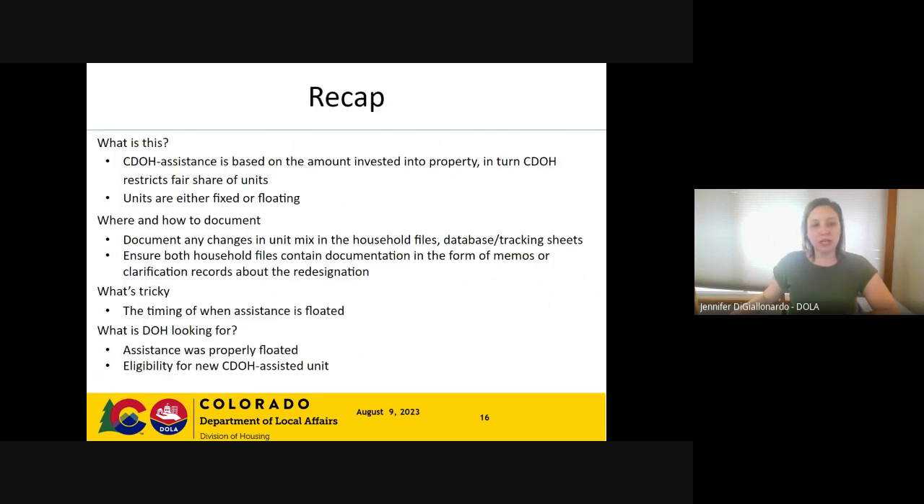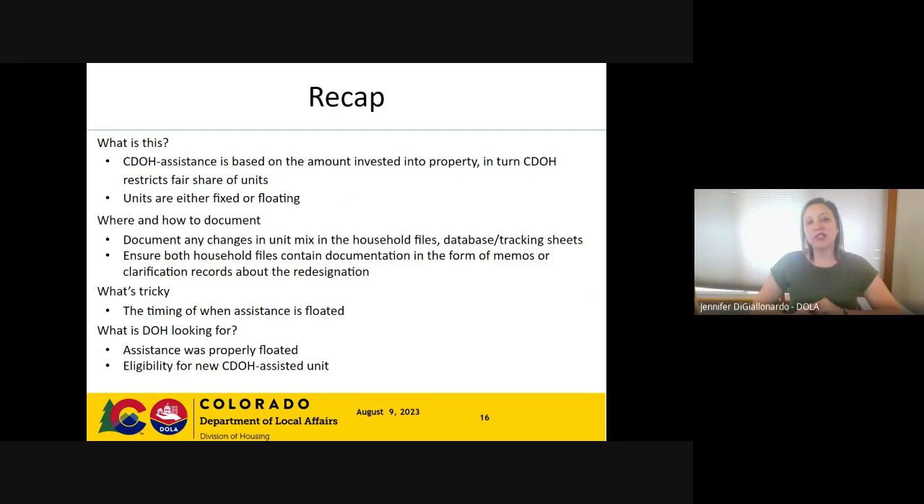So for a quick recap, what is this? The CDOH assistance that's based on the amount invested into the property. In turn, CDOH restricts a fair share of units for the period of affordability. Again, that's identified in your use covenant, your regulatory agreement, and will specifically state the period of affordability. If there's federal funds, it will say the federal period of affordability, and then the Division of Housing affordability tacked on after that.